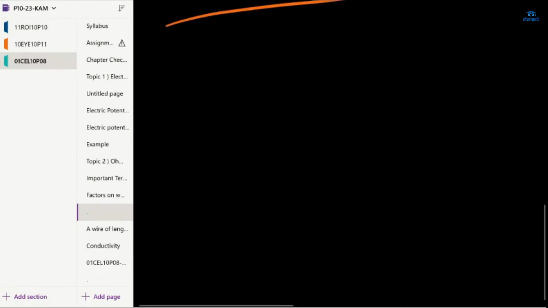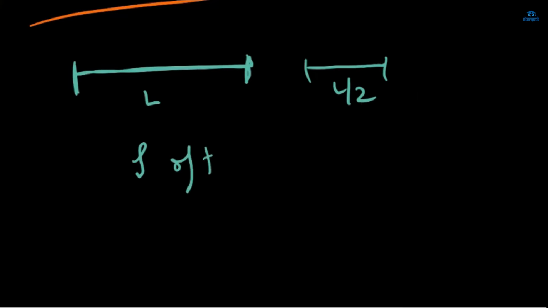Okay, so now tell me, a wire of length L. Fine, a wire of length L. What did we do to it? We cut it and made it L/2. So now tell me what will be the new resistivity of this wire? Initial length is L and final length is L/2, then what will be the resistivity of this wire? Resistivity or resistance? Resistivity first, tell me.